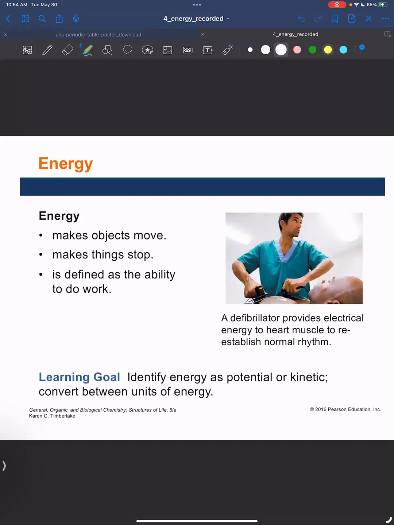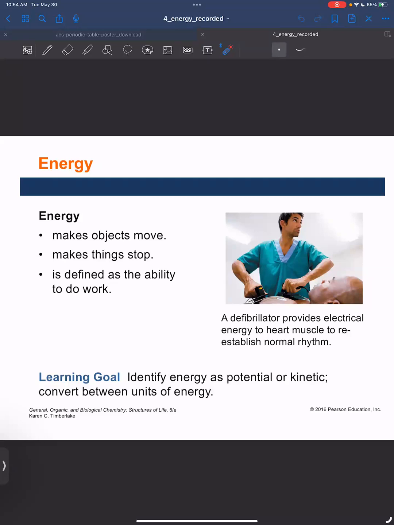Hi everyone, welcome back. The learning goal for this video is to identify energy as potential or kinetic and be able to convert between units of energy. So energy is defined as the ability to do work. It helps us make objects move and also to make things stop.